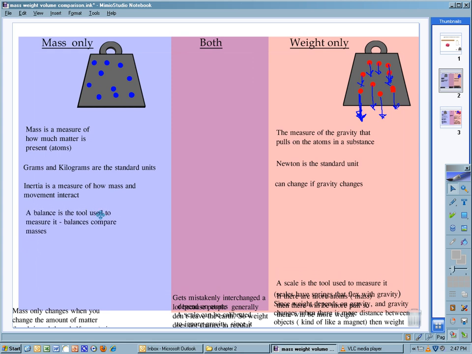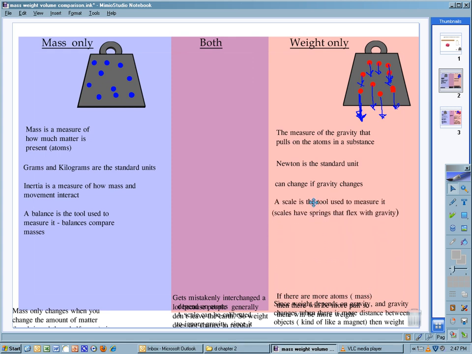The tool used to measure mass is a balance. Now, a balance compares masses. So you have two things on it, the thing you're measuring and the other things that you're comparing it to. So a balance wobbles back and forth, and that's how it works. Now, weight is measured with a scale. And a scale is a tool that has springs that flex with gravity. So it actually is measuring the pull as opposed to the actual amount of atoms.